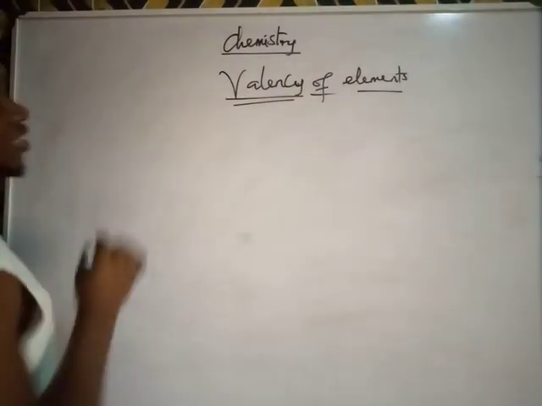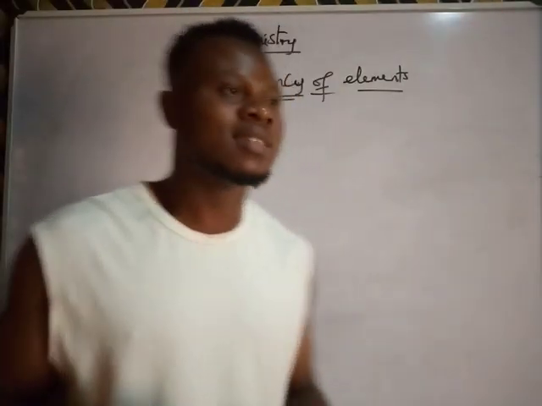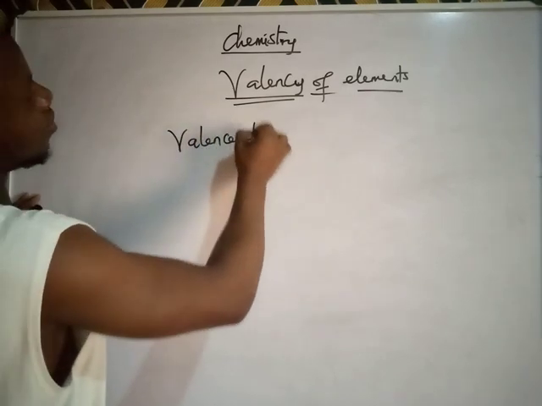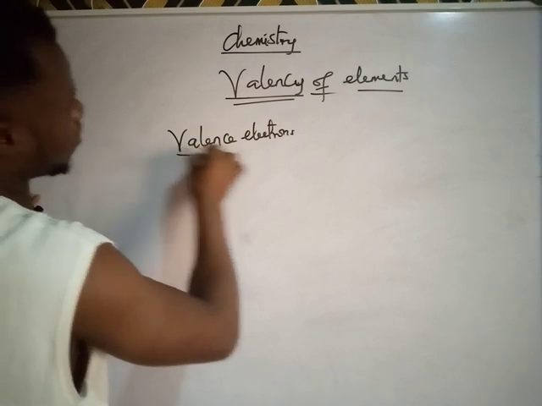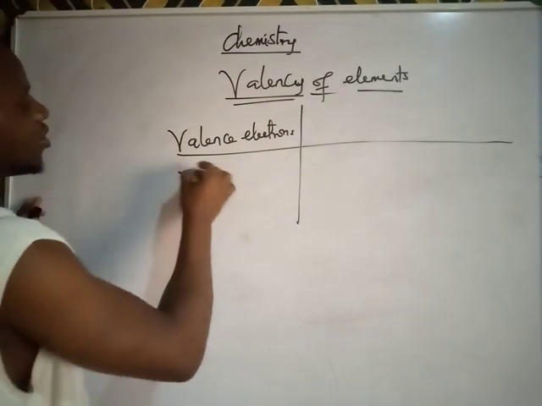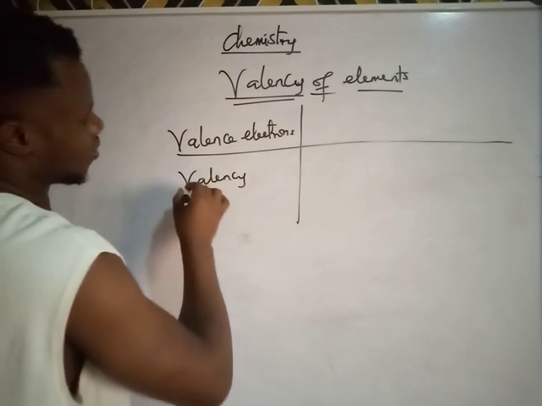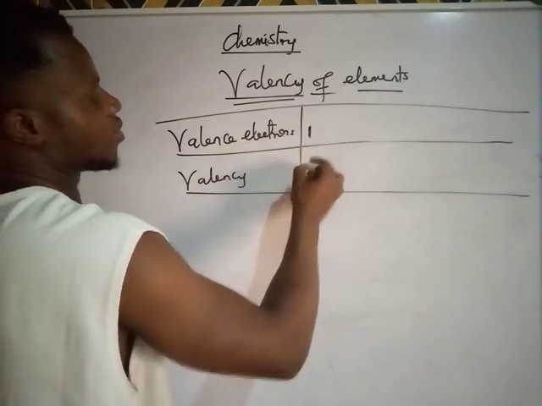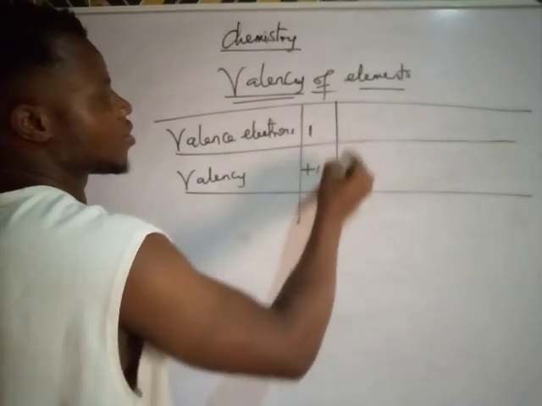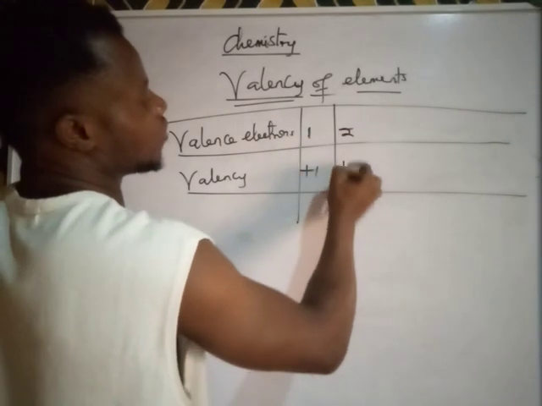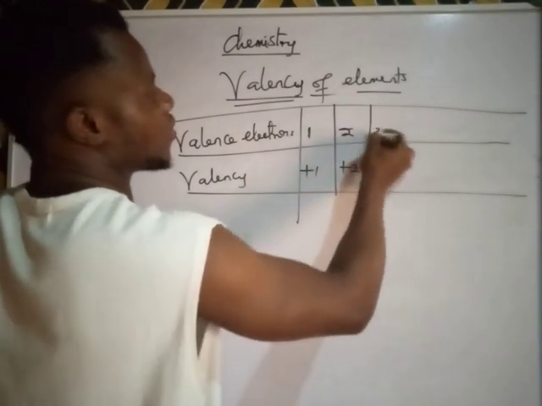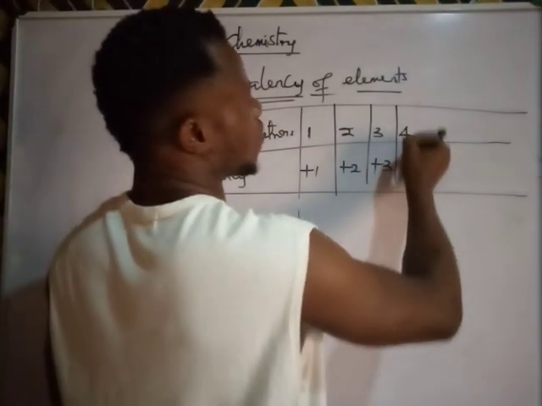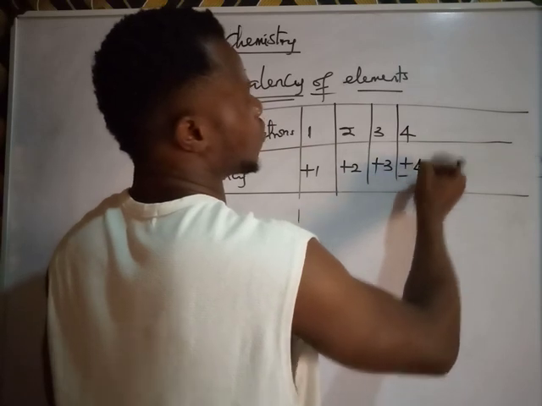Now, the simple way we can get the valency of elements is by using what we call valence electrons, and here are their valencies. If I have 1, the valency becomes +1. If I have 2, the valency becomes +2. If I have 3, the valency becomes +3. If I have 4, the valency becomes plus or minus 4.